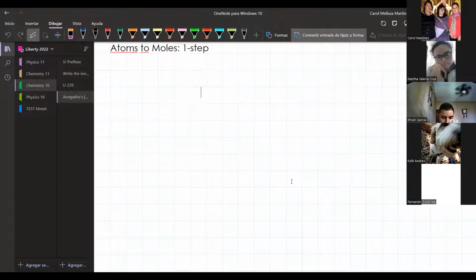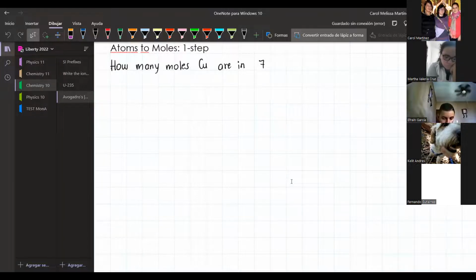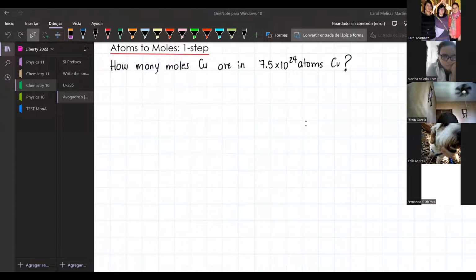How many moles of copper are in 7.5 times 10 to the 24th power atoms of copper? Well, take a look at this example.